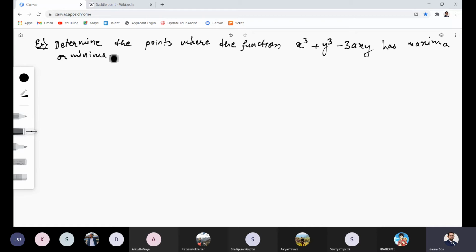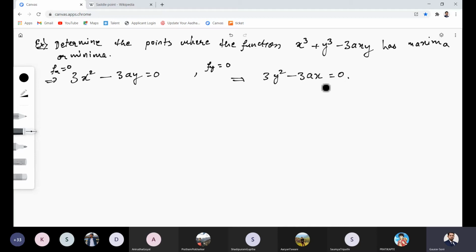But take fx and equate it to 0. So we'll have 3x square minus 3ay equal to 0. The other one is fy equal to 0. So that is going to be 3y square minus 3ax equal to 0. We will solve these two equations, equation 1 and equation 2, isn't it?